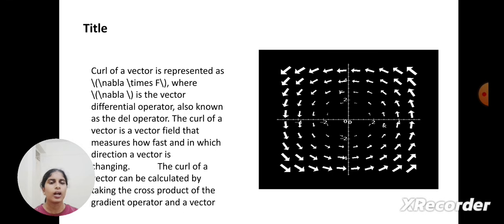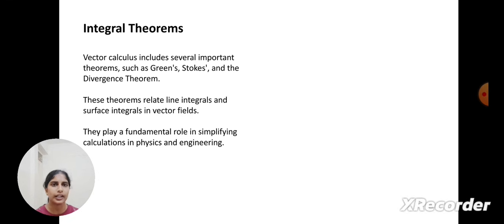We move on to the curl. The curl of a vector is represented as nabla cross the function, where nabla is the vector differential operator, also known as the del operator. The curl of a vector is a vector field that measures how fast and in which direction a vector is changing. The curl can be calculated by taking the cross product of the gradient operator and a vector, and curl is also used in electromagnetic theory.